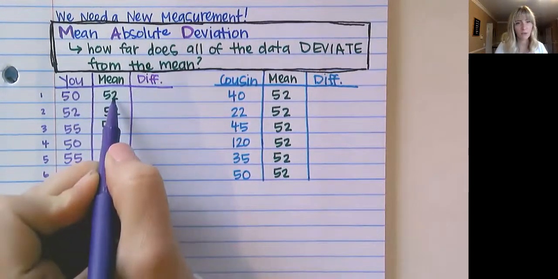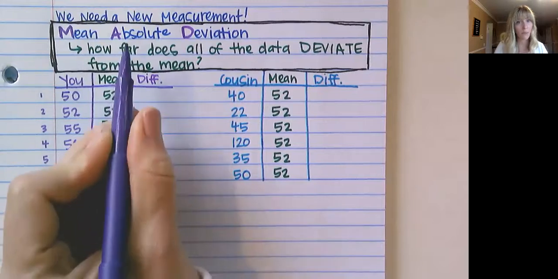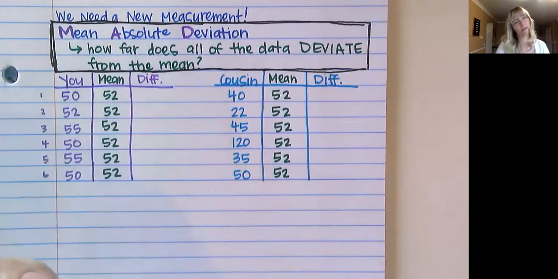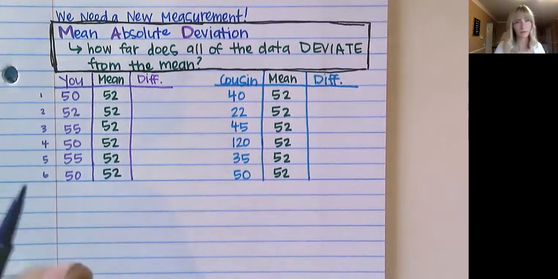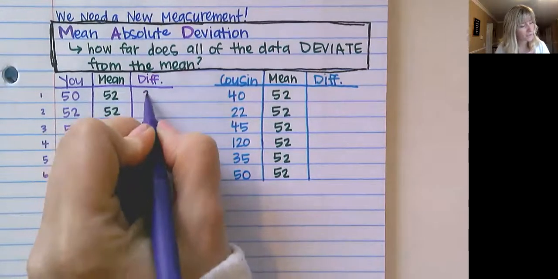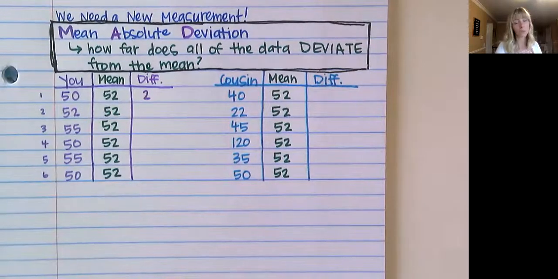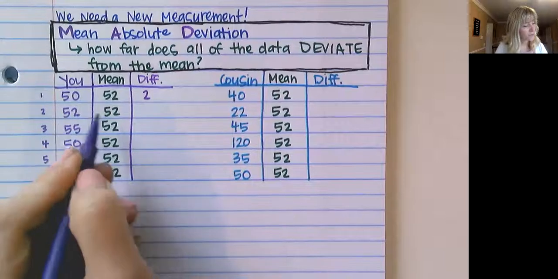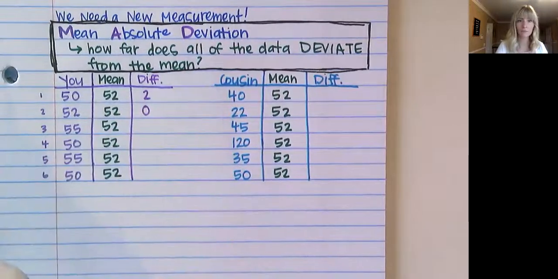50 minus 52 is -2, but the absolute part tells me I get to ignore all the negatives. I subtract, and if there's any negatives, I just drop them off. So 50 minus 52 is -2. The difference I'm concerned about is just 2. 52 minus 52 is 0. On that month, I was exactly at the mean.